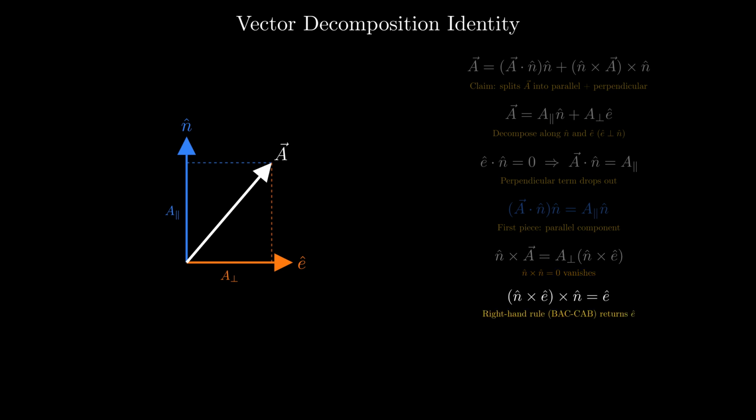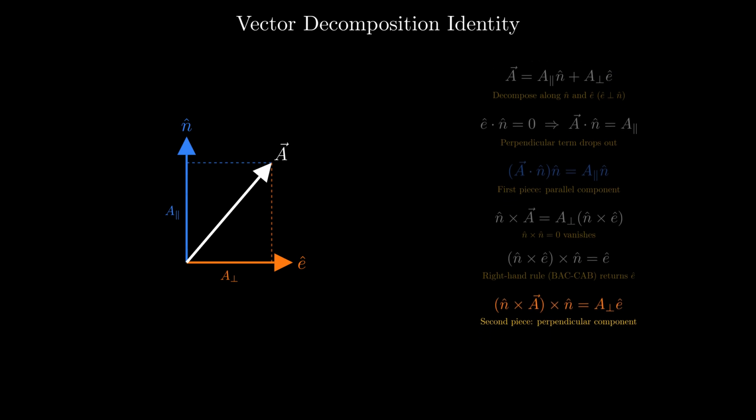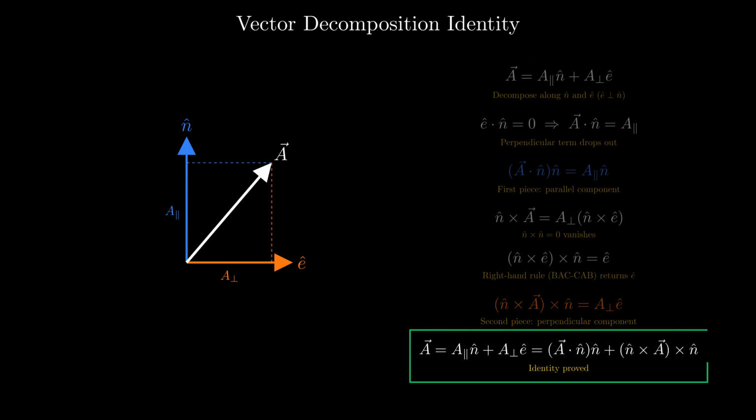Cross once more with n hat. By the right-hand rule, the quantity n hat cross e hat crossed with n hat is a unit vector pointing right back along e hat. So the second piece equals A perpendicular times e hat, the perpendicular component. Adding both pieces, A parallel times n hat plus A perpendicular times e hat reconstructs the original vector exactly.